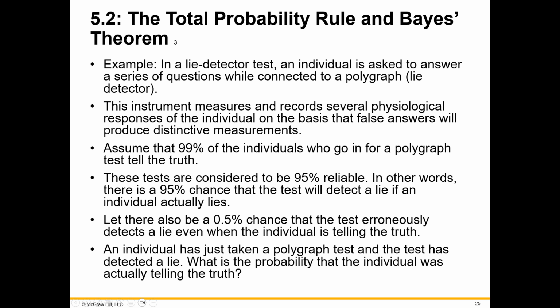These tests are 95% reliable, which means that when somebody lies, there's a 95% chance that it gets picked up, but 5% of the time somebody gets away with lying. The way that polygraphs work is they're based upon physiological changes to your body.